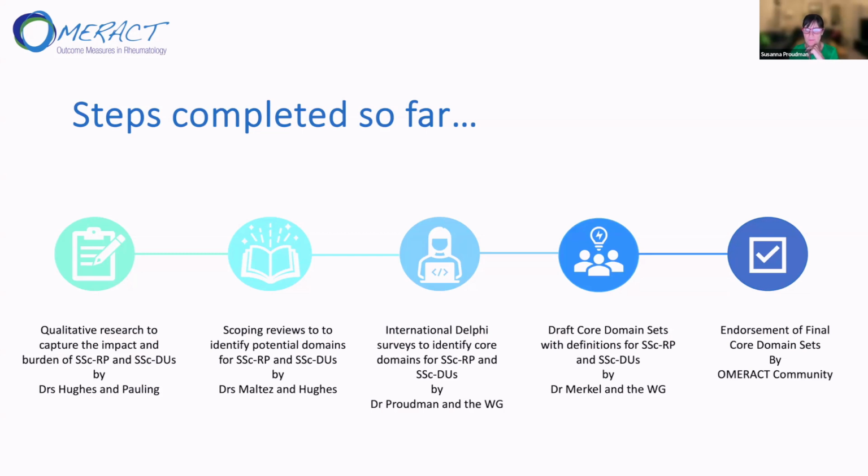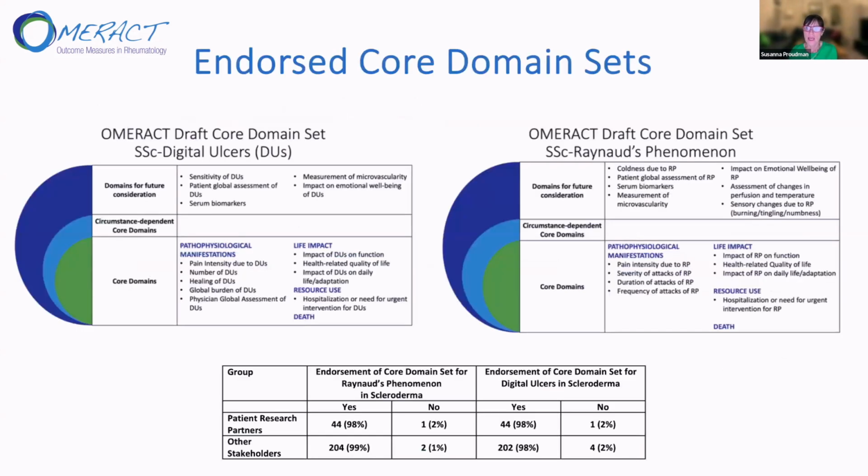And then this lovely online summary of all this work was put out to a vote for endorsement of the final core domain sets by the OMERACT community. And these are the endorsed core domain sets. You can see that there are core domains in both domain sets, digital ulcers and Raynaud's phenomenon, which are similar but not exactly the same, be they pathophysiological manifestations, life impact, resource use, and obviously death.